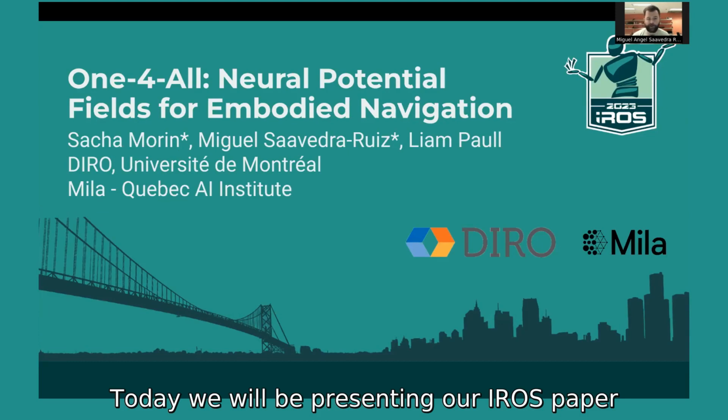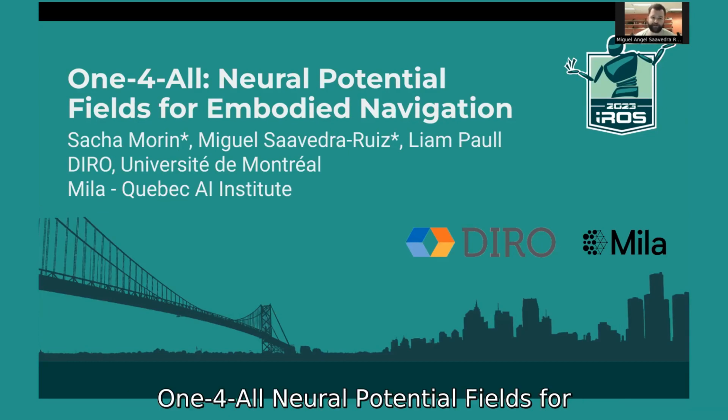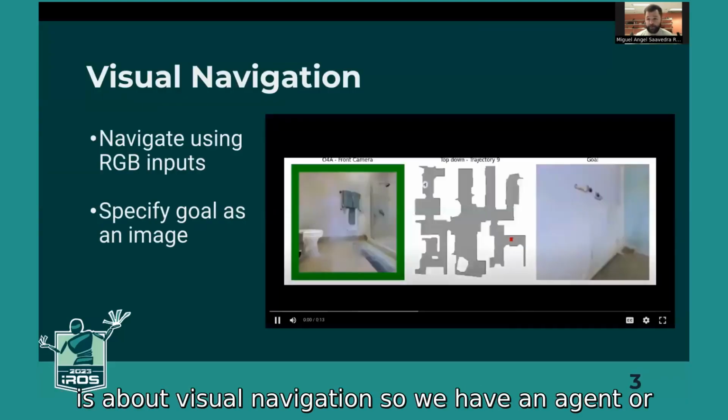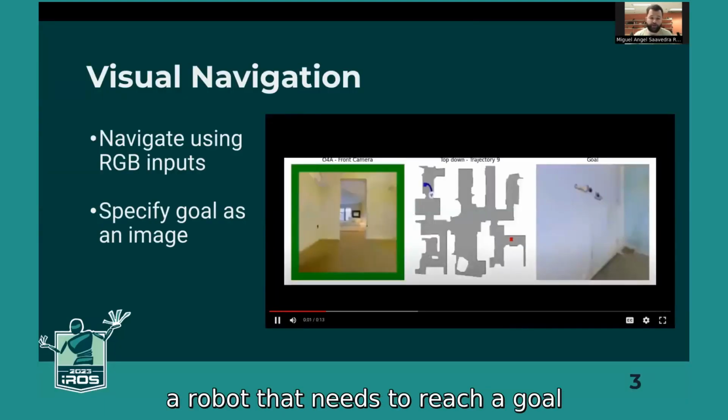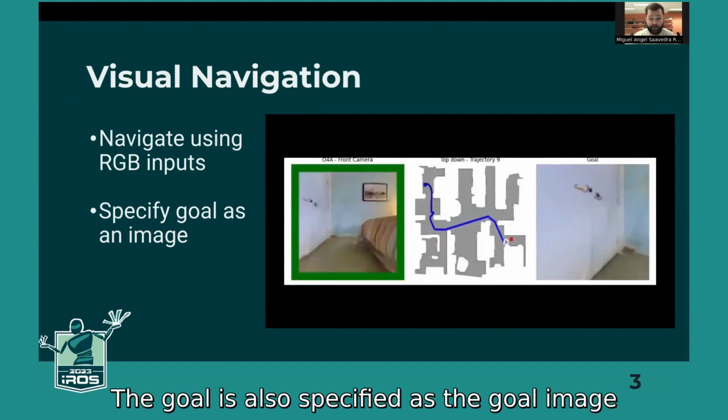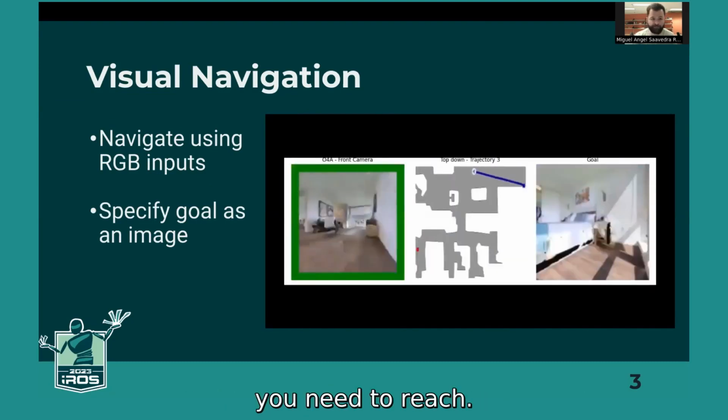Today we'll be presenting our IROS paper, One-4-All, Neural Potential Fields for Embodied Navigation. So this paper is about visual navigation. We have an agent or robot that needs to reach a goal using only RGB camera images. The goal is also specified as the goal image you need to reach.